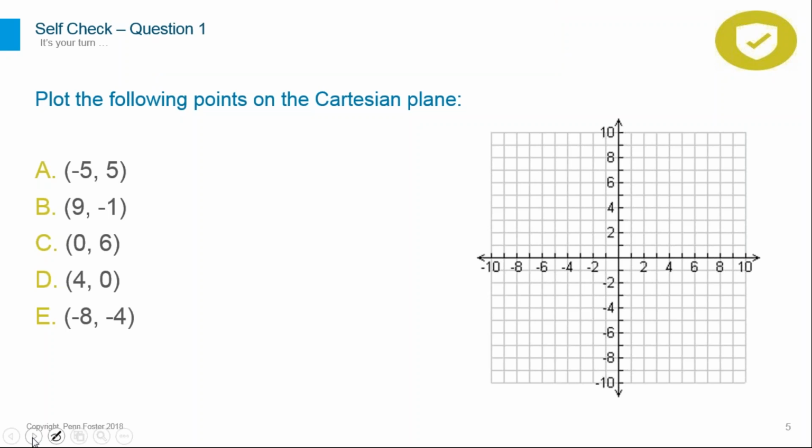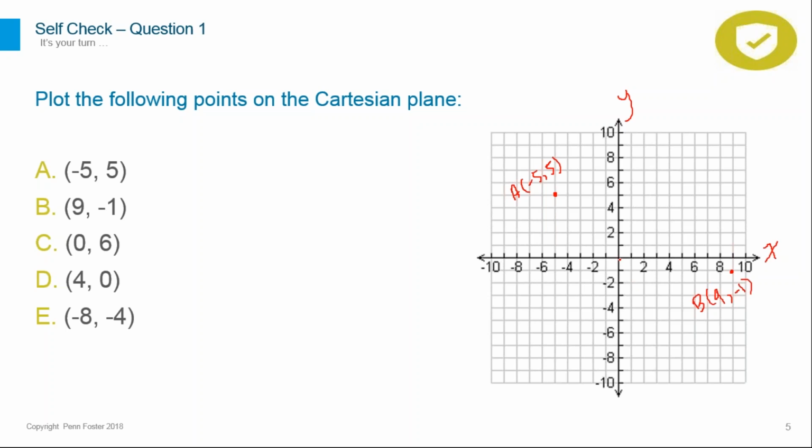Let's do that together. So for point A, x is -5. So -5 would be on here. And then we have to go up 5 points. So that would label the -5 and 5. That is point A, (-5, 5). For point B, we have a 9 and -1. 9 will be on the right-hand side of the x-axis. So 9 and -1. So that will label B (9, -1).